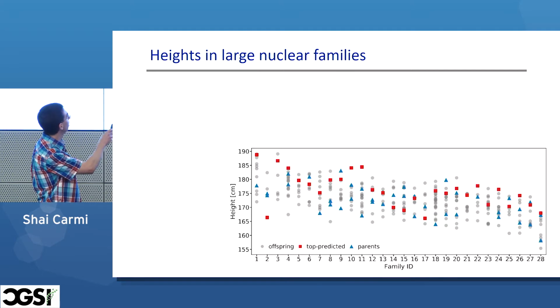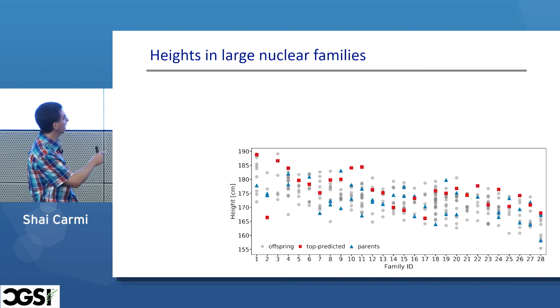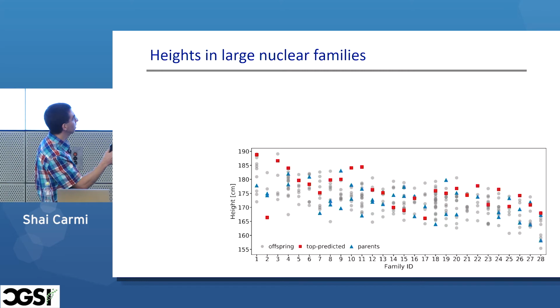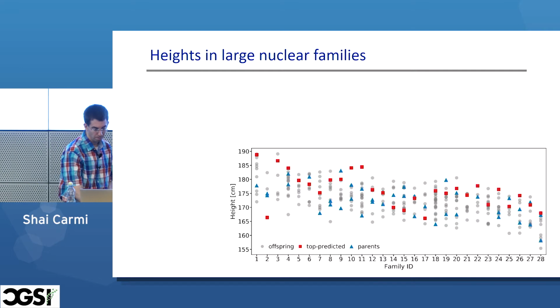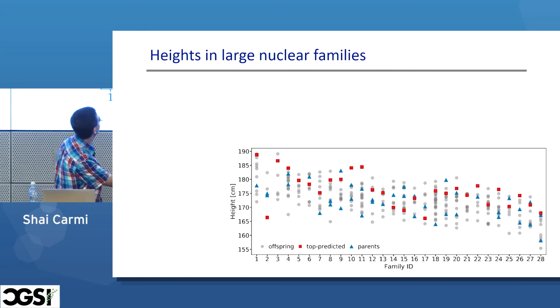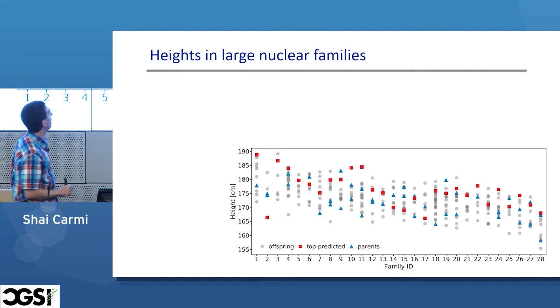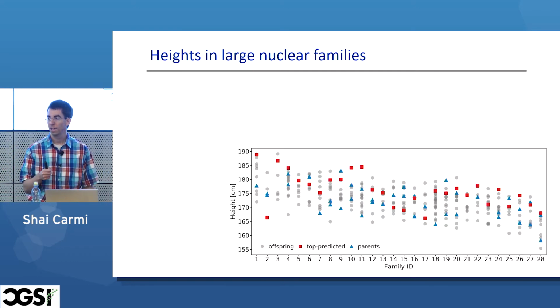The parents are the blue triangles, and the one child with the highest polygenic score for height is indicated as a red square. Now you can see there are many families, and we can look at some of them. For these two families, 10 and 11, the child with the best score for height actually ended up being the tallest by a pretty large margin.